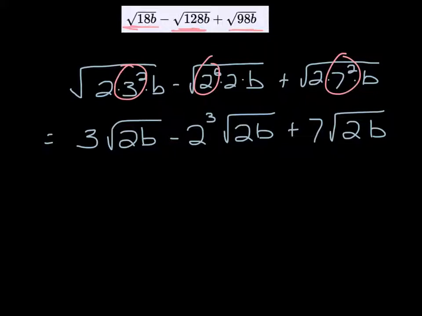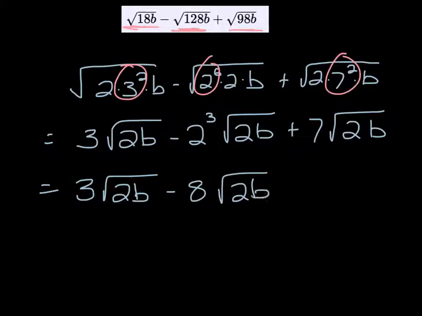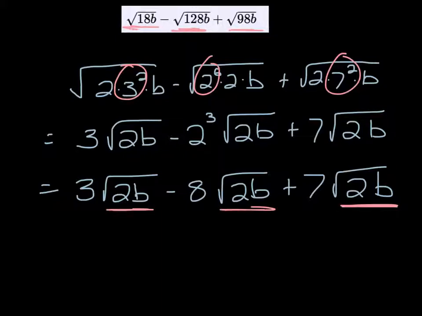Alright, so now I'm just going to clean up this middle term. So I got 3 root 2b minus 8, and so that's just evaluating 2 cubed, and root 2b plus 7 root 2b. Alright, and then at this point, since in each of these cases these are all like radical terms, because they all have this same radical part here, all I need to do is add the coefficients.